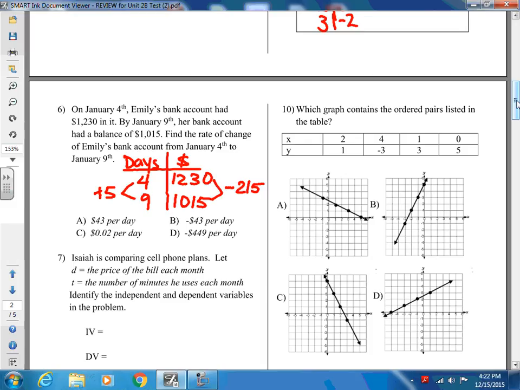Right? So now when we go to get our answer, we have to set up a division problem. It's always y divided by x. So in this case, it'd be negative 215 divided by positive 5. And when you do that, you get negative 43.